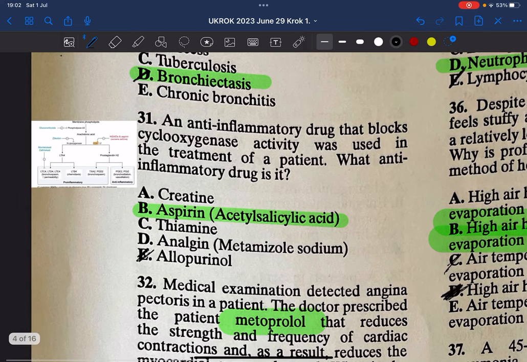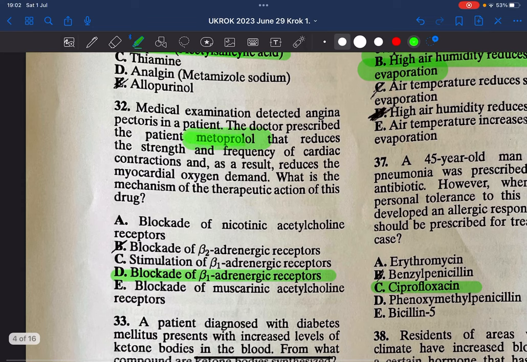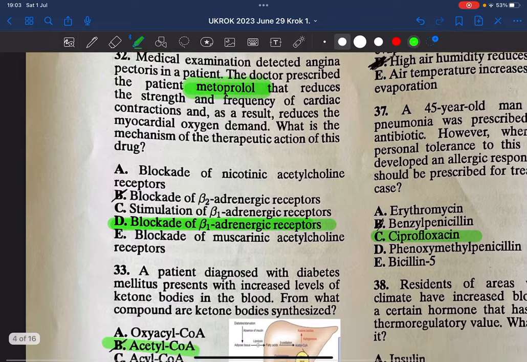We have a drug that blocks cyclooxygenase activity. This is aspirin, as you know, which inhibits cyclooxygenase. Metoprolol, mechanism of action: blockage of beta-1 receptors in the heart.